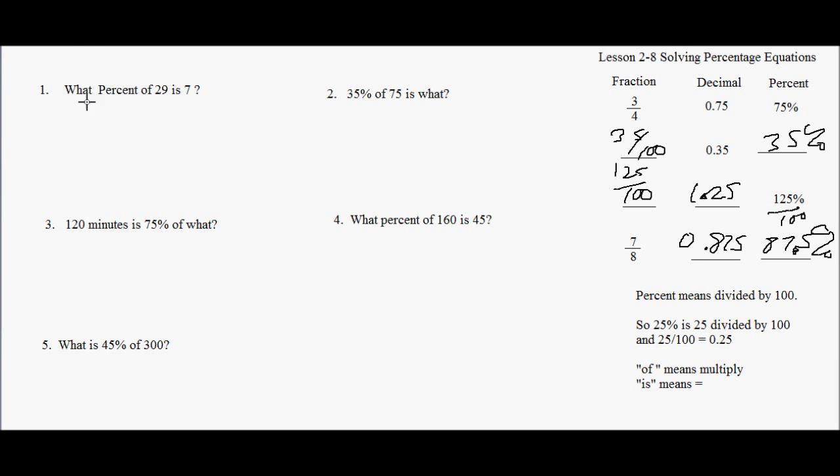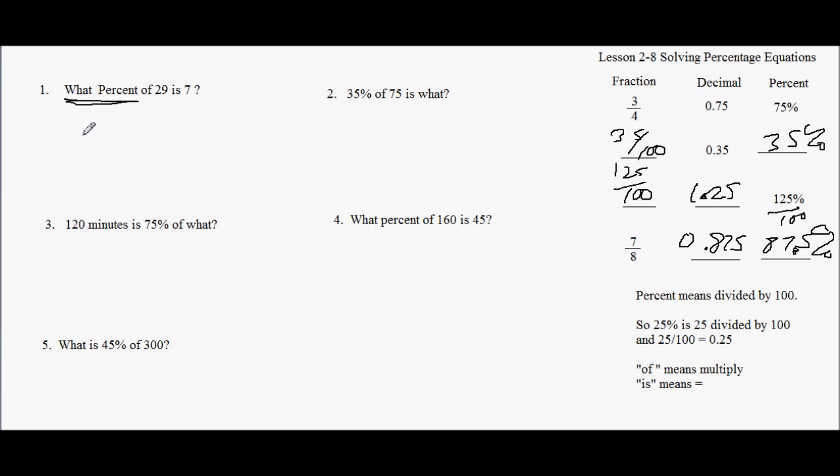Okay, so quickly we're going to do these problems. What you have to know about these problems is that percent means divided by 100. So 25% is 25 divided by 100, or 25 over 100. So they make it a fraction. You don't do any calculations with percentages. You have to change it either to a decimal or a fraction. And I'm going to make them fractions in this exercise. Now, of means multiply. Every time you see of, that means multiply, and every time you see is, that means equal to.